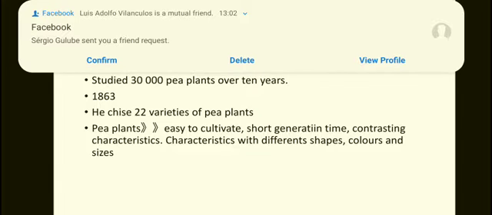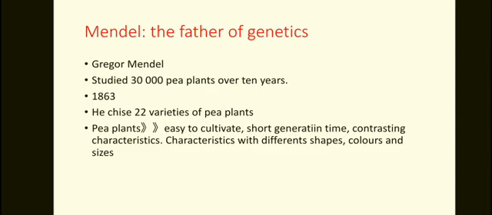That was really interesting and suitable for what he was supposed to study. These pea plants normally self-pollinate, but could also be cross-pollinated. He chose 22 varieties of pea plants to do his study. Very important. So that's just an introduction with regards to Mendel. Let's go straight to the topic.